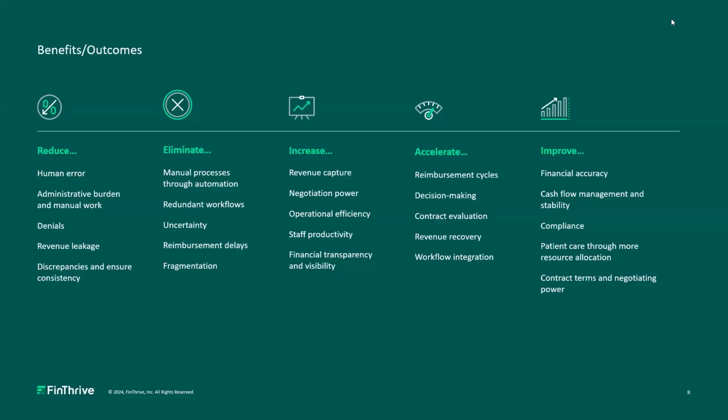Compliance, the ability to calculate those government payers, not just the government for Medicaid, Medicare, and TRICARE, but also all those MAs, those Medicare Advantage plans or Medicaid Advantage plans. Patient care through more resource allocation and contract terms and negotiation power. So those are some really key things from the outcome and benefits from that standpoint.